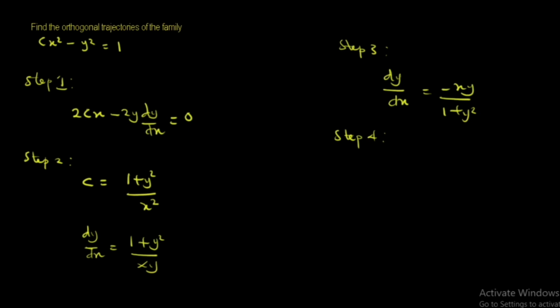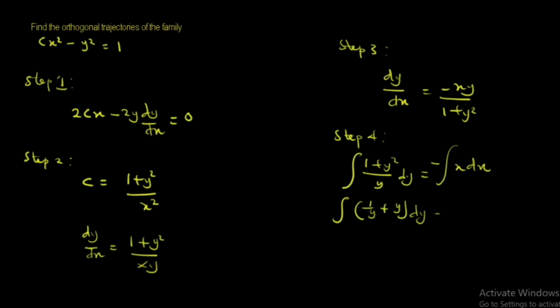So when you use that, we first try separating the x to one side, y to one side, and then you find the integral of both sides. It's very simple to separate. You're going to get 1 plus y squared all over y dy is equal to the integral of negative x dx. Then you integrate this, then you integrate this. When you integrate it, you can simplify this as the integral of (1 over y plus y) dy is equal to negative the integral of x dx.